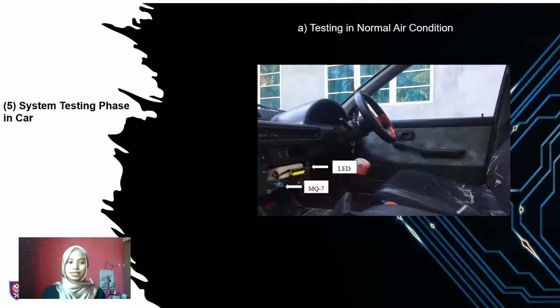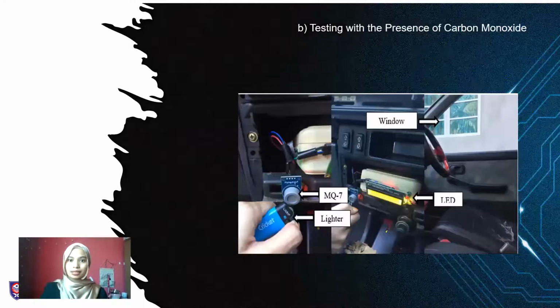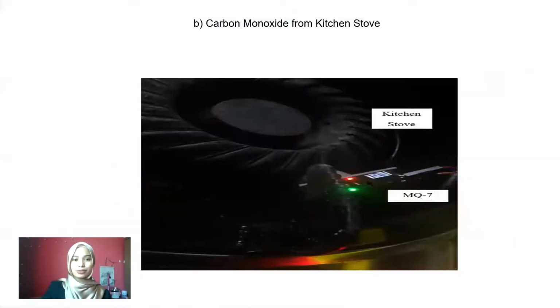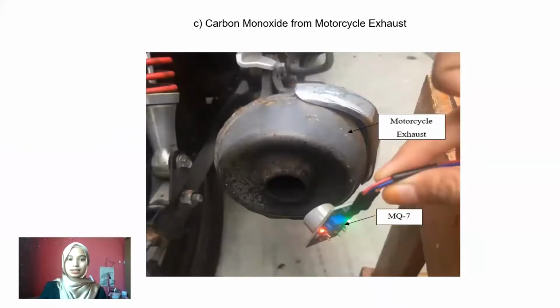Then I do system testing first in the car. For this test, I do it in normal air condition and with the presence of carbon monoxide. Next, to validate the system, I also do system testing with the presence of carbon monoxide from other sources. First, carbon monoxide from the combustion of charcoal. Then carbon monoxide from a kitchen stove. And lastly, I do a test with carbon monoxide from a motorcycle exhaust.